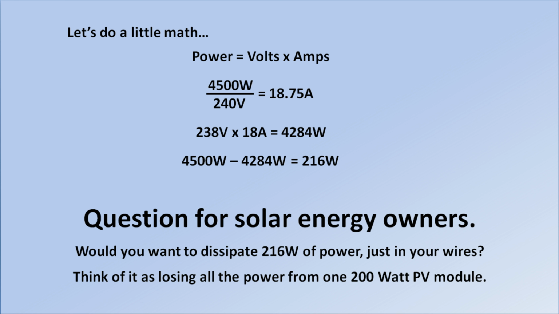But here's a question for solar energy investors. Would you want to dissipate over 200 watts of power just in your wires? Think of it as losing all the power from one 200 watt PV module. And as we're about to see, it gets much worse as our conductors get longer.